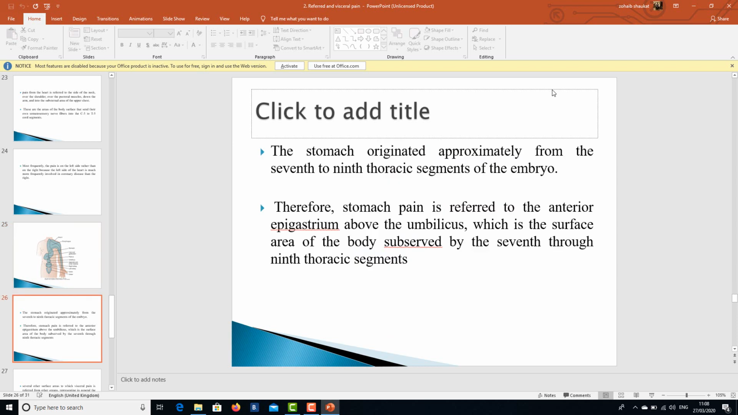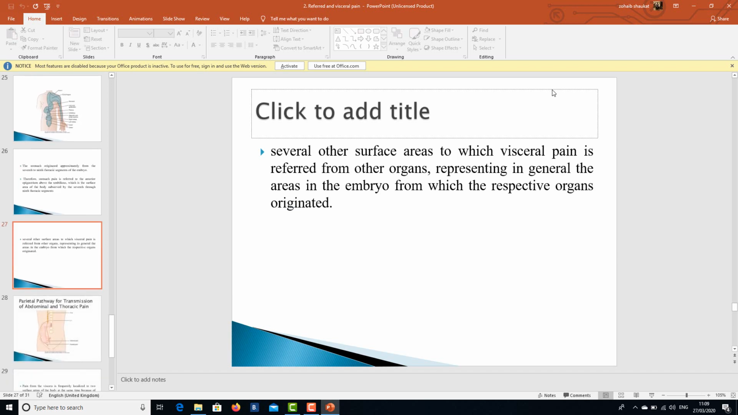The stomach originated approximately from the 7th to 9th thoracic segments of the embryo. Therefore, the stomach pain is referred to the anterior epigastrium, above the umbilicus, which is the surface area of the body served by the 7th to 9th thoracic segments. There are several other surface areas to which visceral pain is referred from other organs, representing in general the area in the embryo from which the respective organs originated.